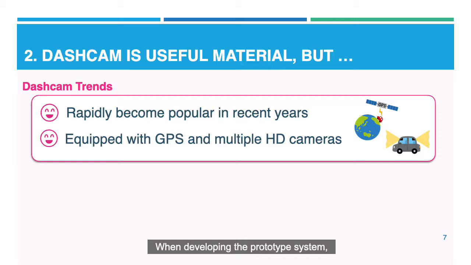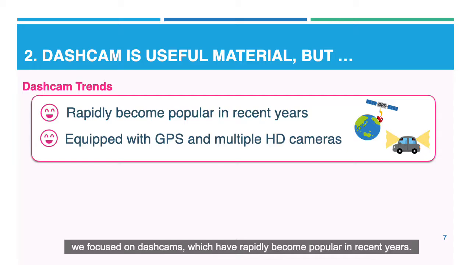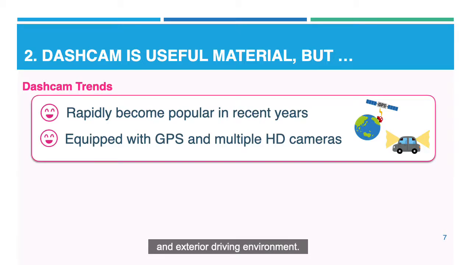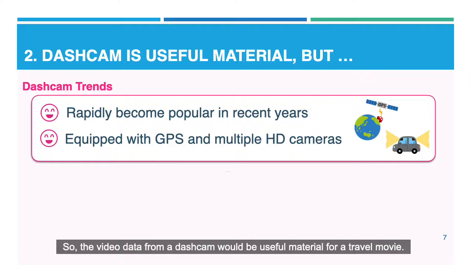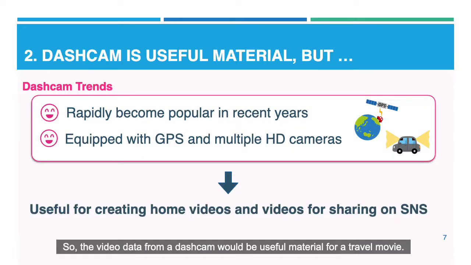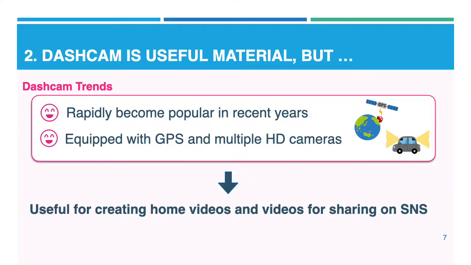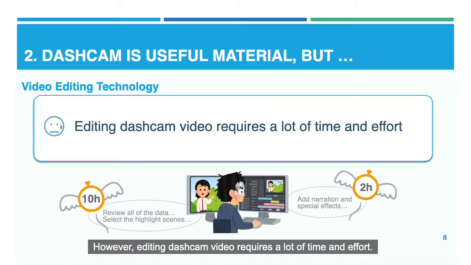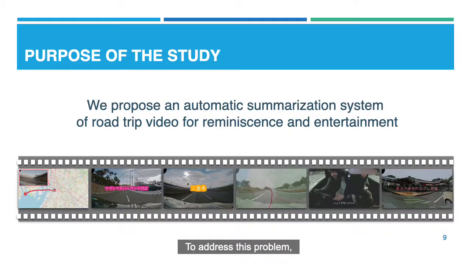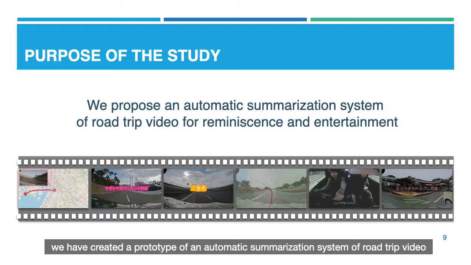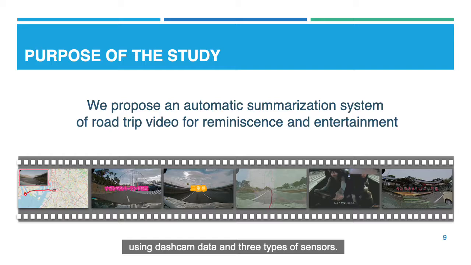When developing the prototype system, we focused on dashcams, which have rapidly become popular in recent years. Many recently manufactured dashcams record high-quality video of the interior of the vehicle and exterior driving environment. So, the video data from a dashcam would be useful material for a travel movie. However, editing dashcam video requires a lot of time and effort. To address this problem, we have created a prototype of an automatic summarization system of road trip video using dashcam data and 3 types of sensors.